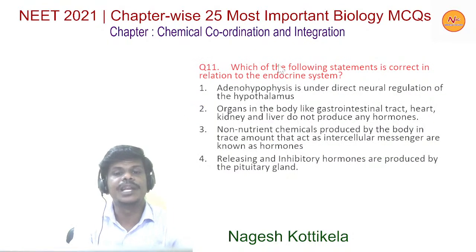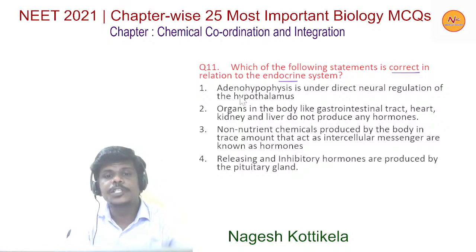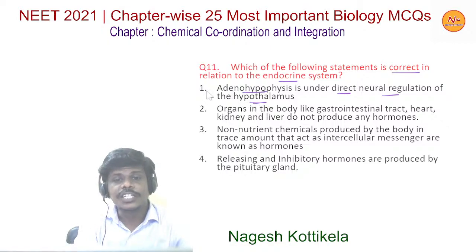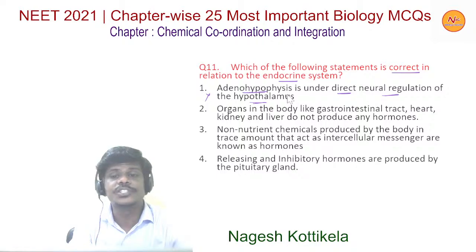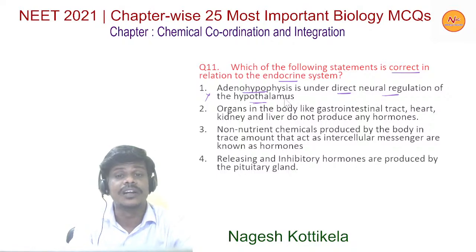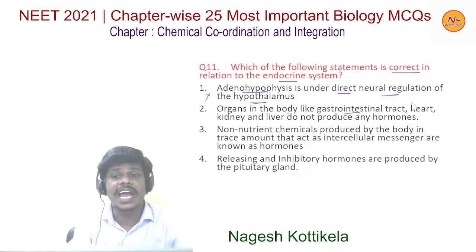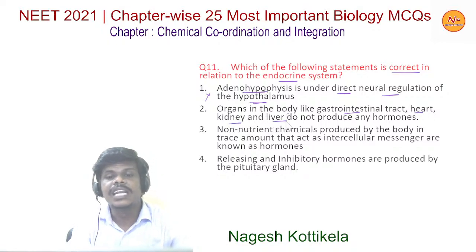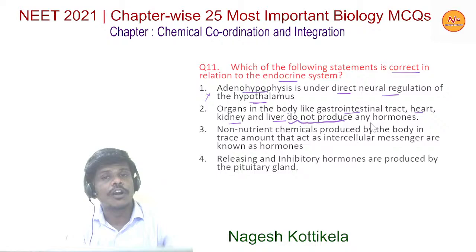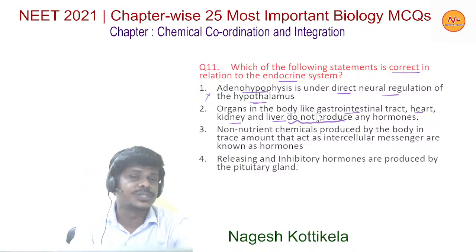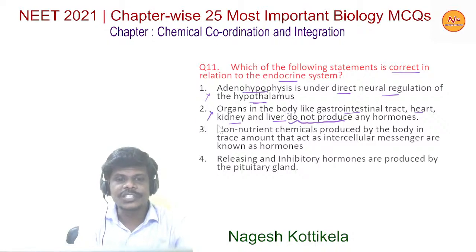Question number 11. Which of the following statements is correct in relation to the endocrine system? Option 1, adenohypophysis is under direct neural regulation of the hypothalamus. This is wrong because adenohypophysis is not under the regulation of hypothalamus. The second option, organs in the body like gastrointestinal tract, heart, kidney and liver do not produce any hormones. This is wrong. Actually, they produce hormones. So, this is also wrong.